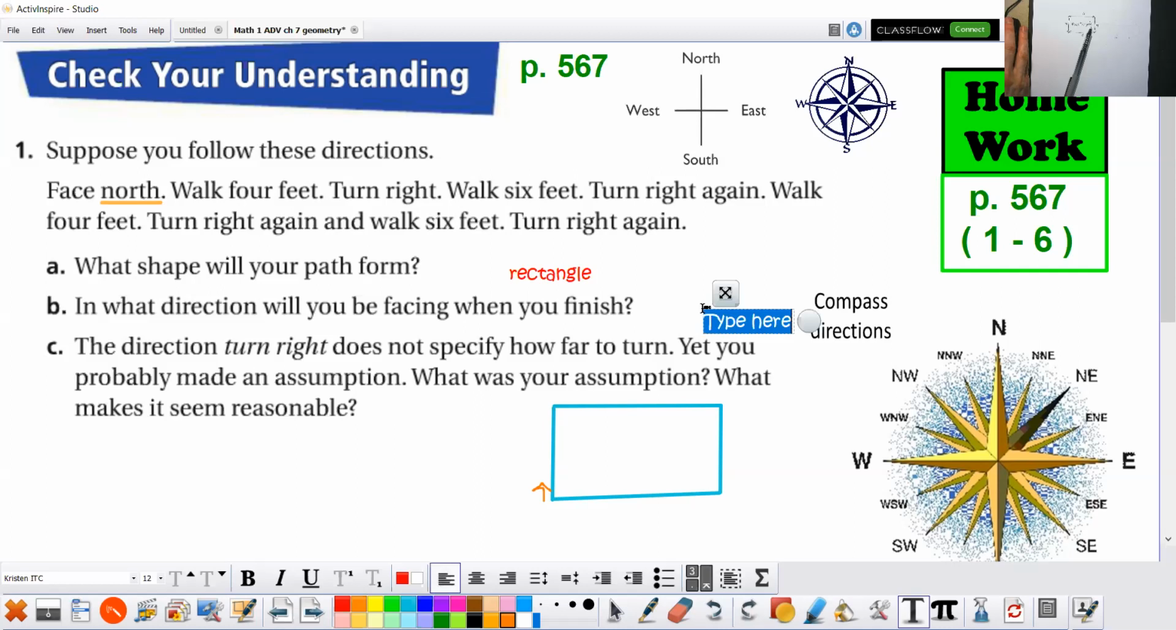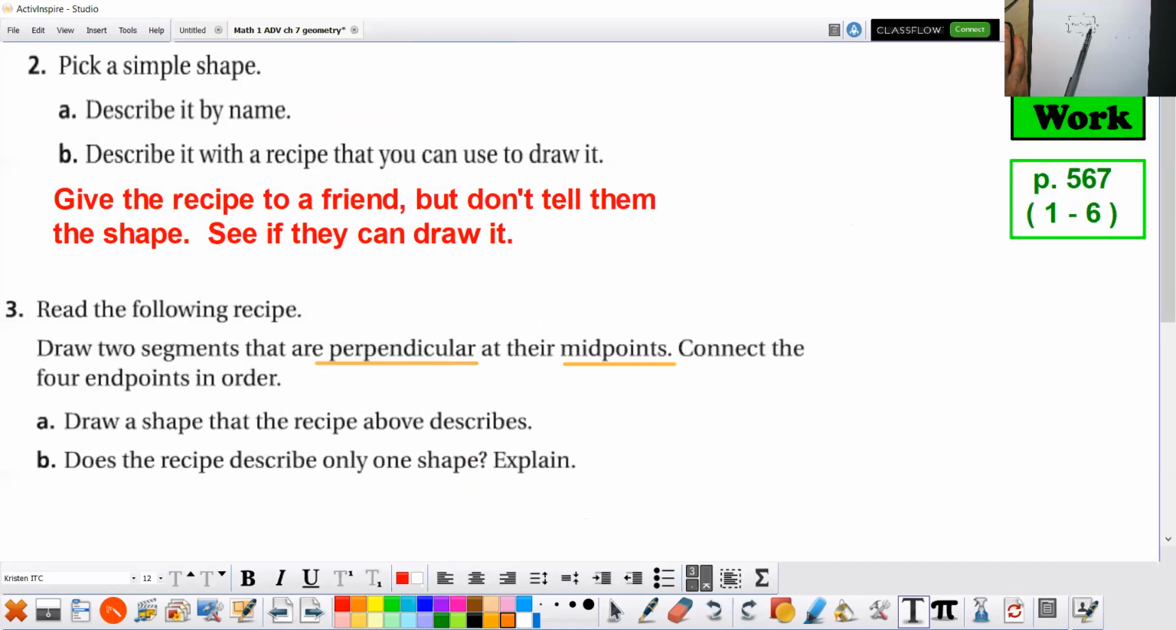Rectangle. You were facing north. Okay. What was your assumption? You assumed you were going to turn a corner of 90 degrees. Okay. Or we call it a right angle.